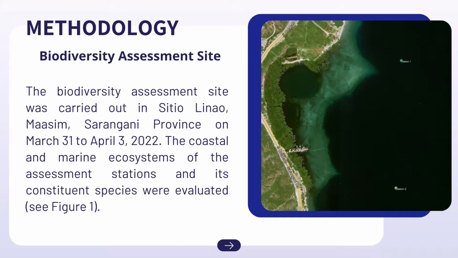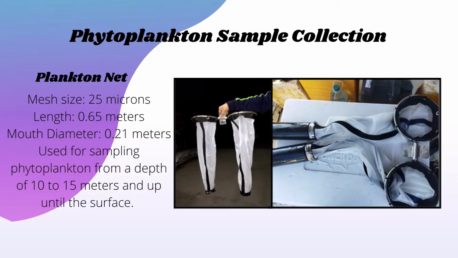On March 31 to April 3, 2022, the coastal and marine ecosystems of the assessment stations and their constituent species were evaluated in this assessment. Phytoplankton samples were collected vertically, towing a conical plankton net with a length of 0.65 meters, a mouth diameter of 0.21 meters, and a mesh size of 25 micrometers, from a depth of 10 to 15 meters up to the surface.